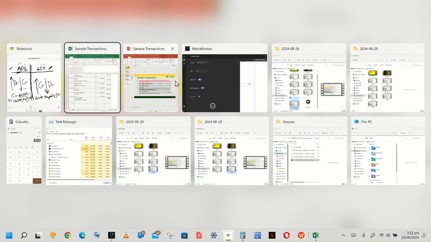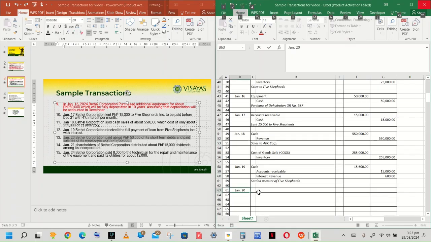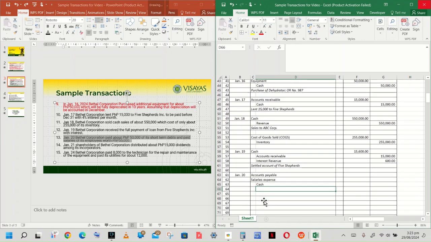Okay? So, sabihin natin, isusulat na natin as ganito. So, debit siya sa accounts payable, debit siya sa salaries expense. Okay? Then, credit siya sa cash kasi mababawasan yung cash. Pwede ko yung isulat na ganyan.